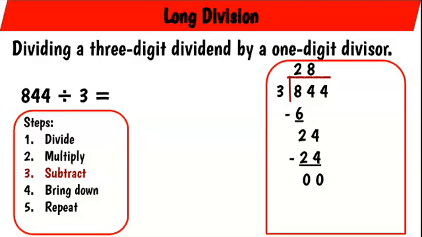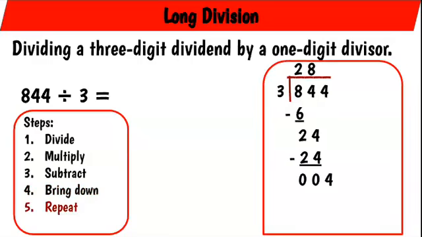We cannot. So this is where we go on to our next step, in which we have to bring down. So we are going to bring down that last digit 4 in our dividend. Now we are going to have to repeat our process. So now we have to divide again. We're asking ourselves, how many groups of 3 can we get from 4?